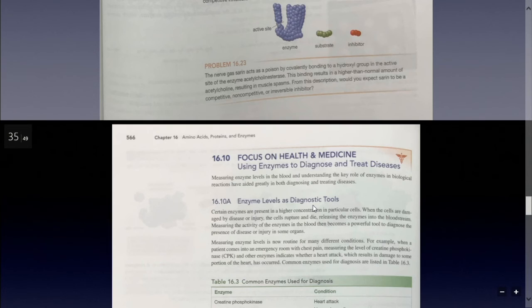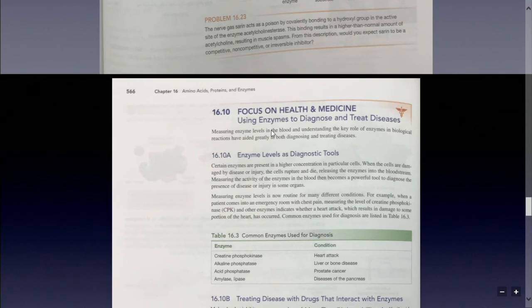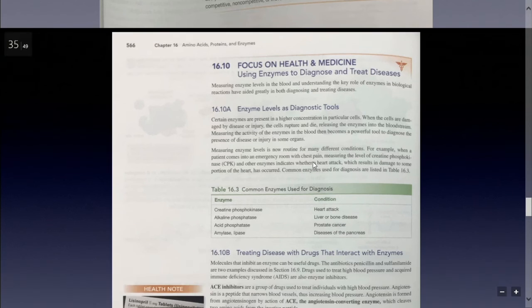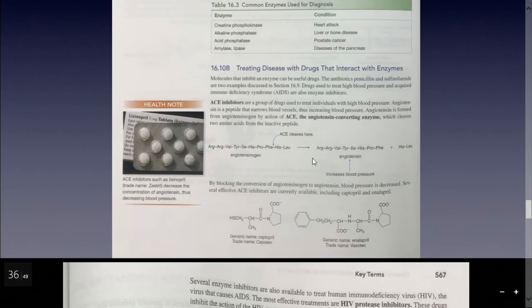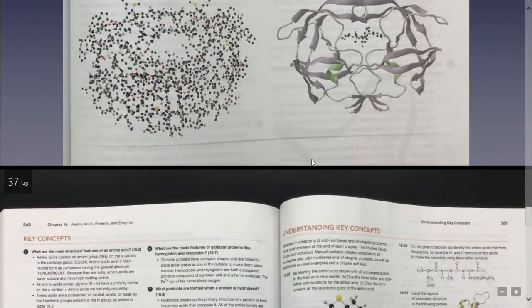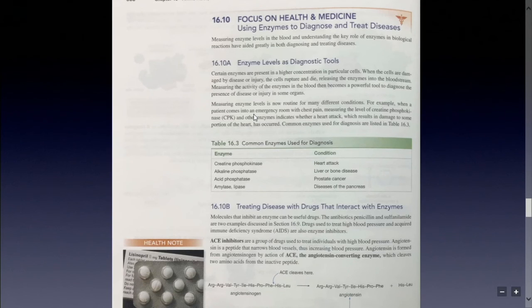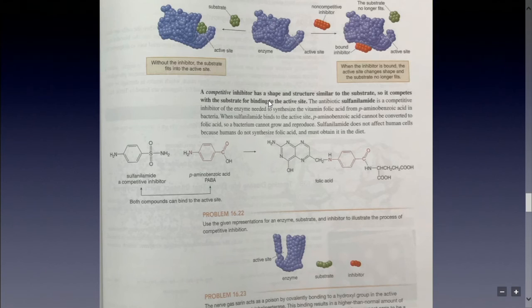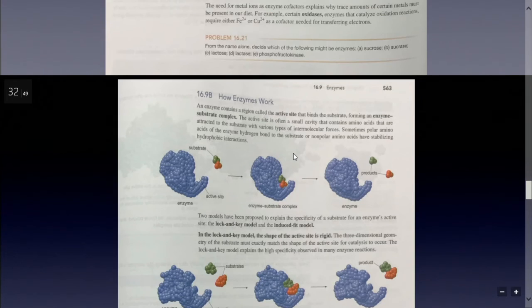The next lesson we'll look at is just real short, talking about how enzymes, we're focused on health again. We'll talk about specific enzymes and how they can be used as diagnostic tools, and then that's it. All right, so I'll do a short little video on that lecture, but this one was kind of long, okay, because there's a lot going on here with enzymes, and those examples were really cool.